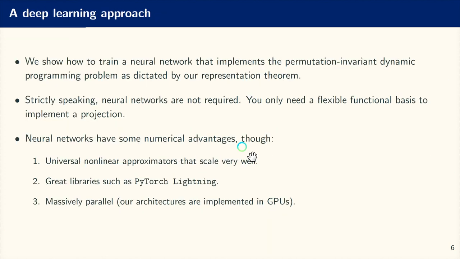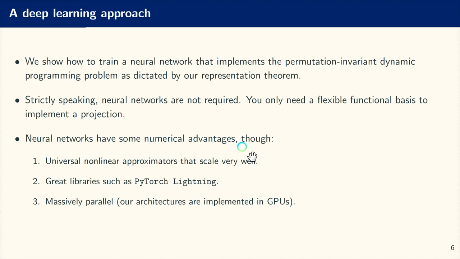And we are going to do that by using a deep learning approach. In particular, we will train a neural network that is going to implement the permutation invariant dynamic programming problem as dictated by your representation theorem. Instead of just throwing this problem to a neural network and hoping the neural network somehow will come up with the right solution, we are going to design the neural network architecture to take advantage of the fact that we know that the solution is permutation invariant.